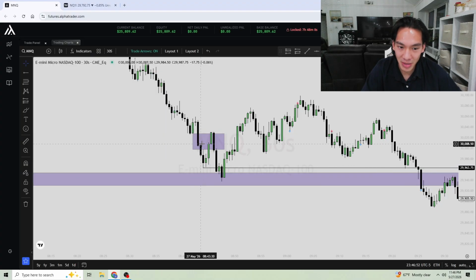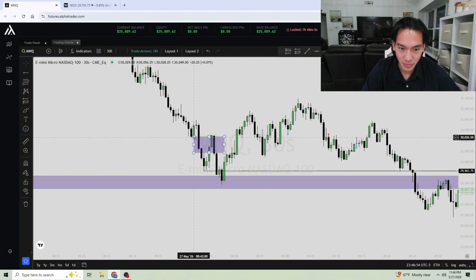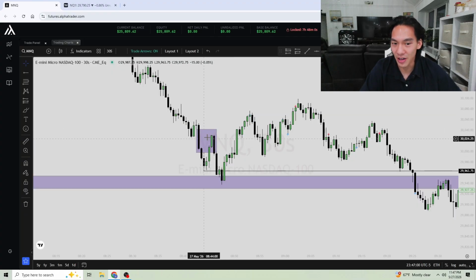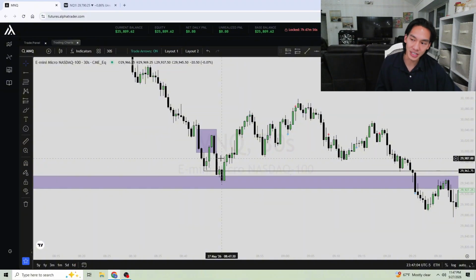And then this is the 1 minute right here. And then there was a 30-second fair value gap right here that didn't get inverse. The 1 minute got inverse, but the 30-second didn't.